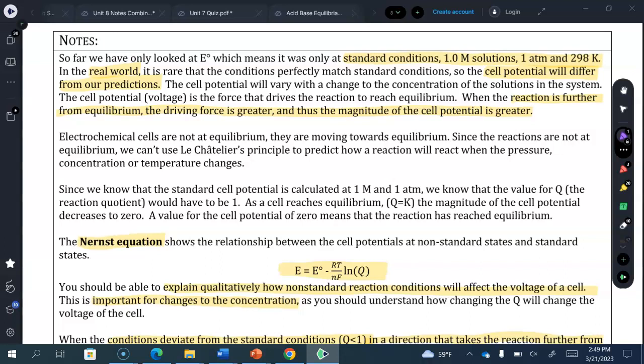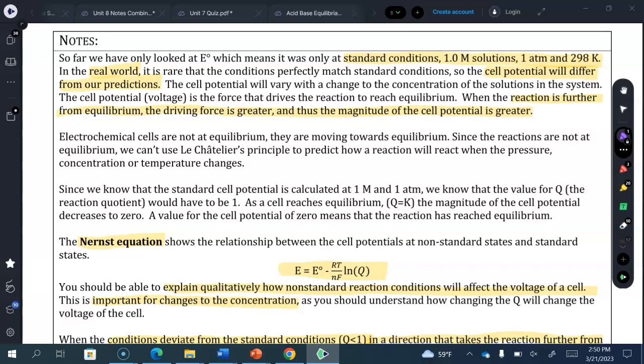So previously we looked at cell potentials which were only at standard conditions, 1 molar, 1 atmosphere, 298 Kelvin. In the real world, though, it is rare that the conditions perfectly match standard conditions. So we will see the cell potentials differ from what our predictions are. That's normal. Reality sucks compared to a perfect world.